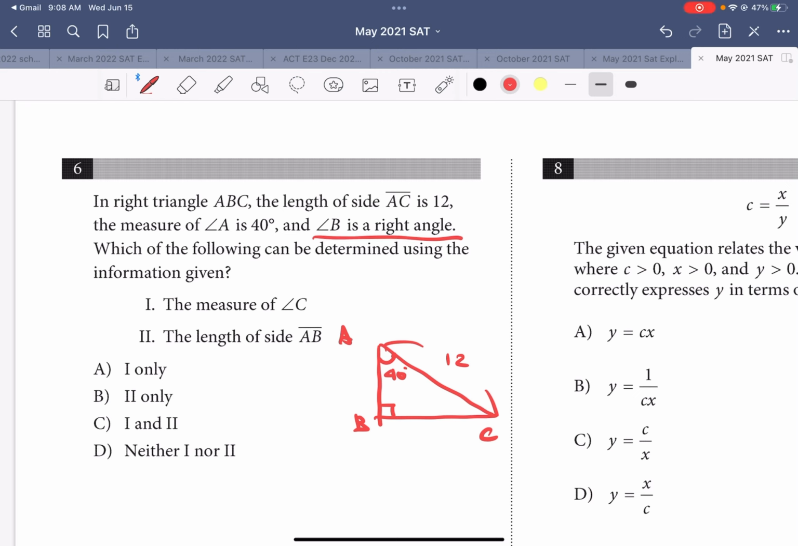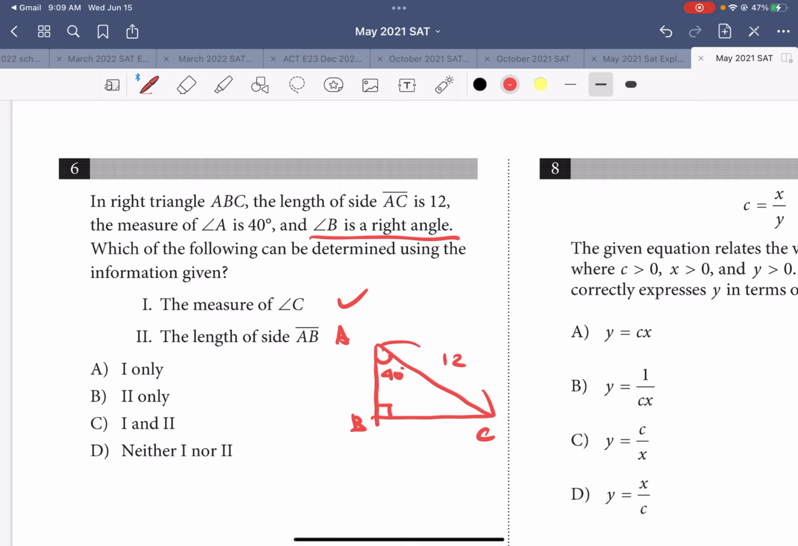The angle C, yeah, you already know two angles. This one, you already know, then you can find out this one. Add up to 180. So yes, you can determine. The length of AB, yes, that one also possible.